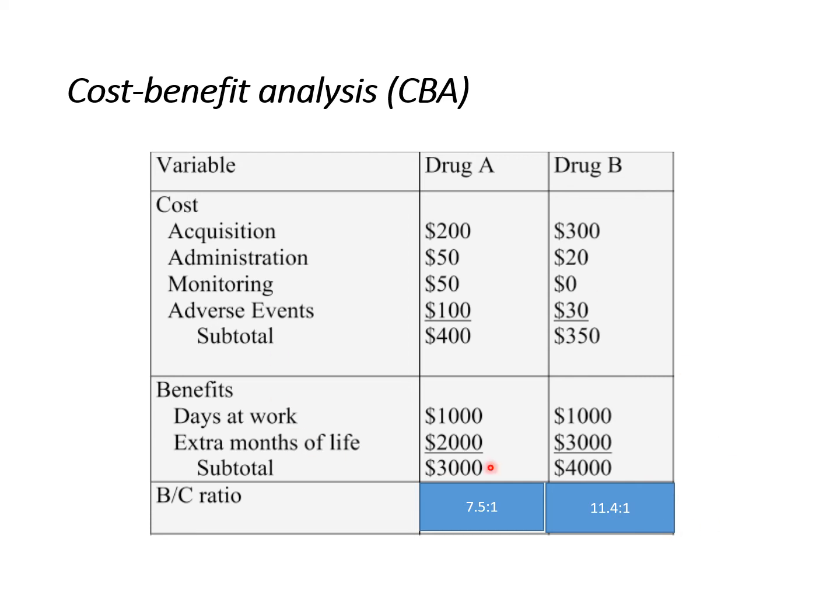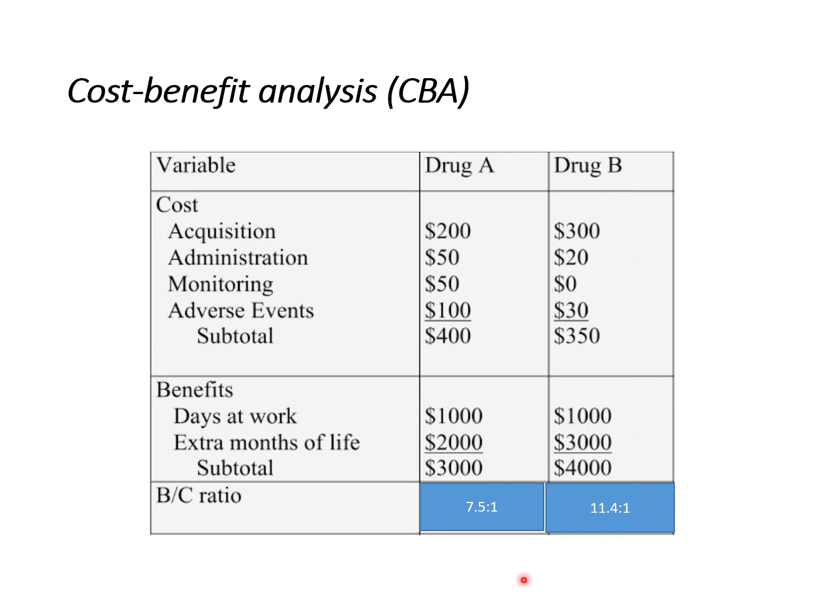So accordingly, as long as the benefit is higher than the cost, we can say that the intervention is cost beneficial. So in this example, both drug A and drug B are cost beneficial simply because benefits are higher than cost for both medications.